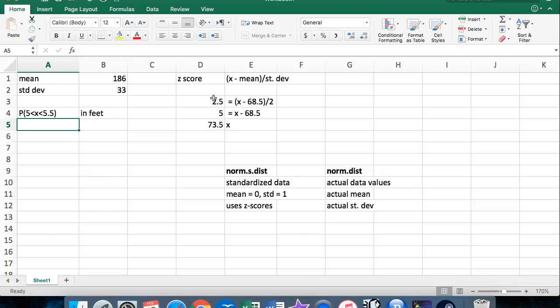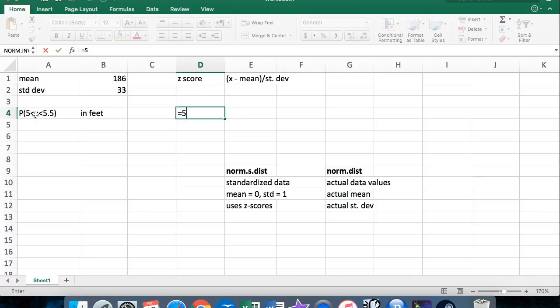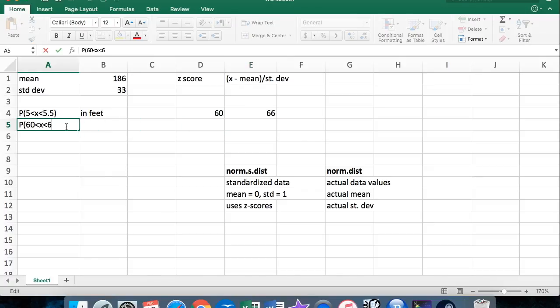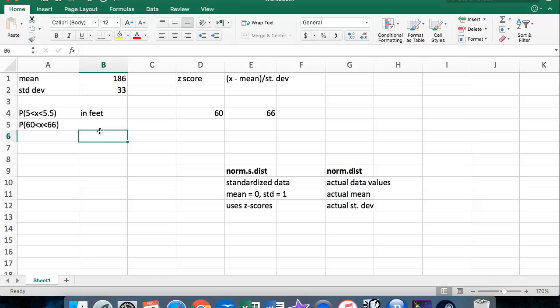That's done pretty simply. There are 12 inches in a foot, so 5 times 12 is 60. So the probability that 60 is less than x. Now we just have to find our upper bound, so 5.5 times 12, sorry, 66. So we want the probability that x is between 60 and 66 inches.